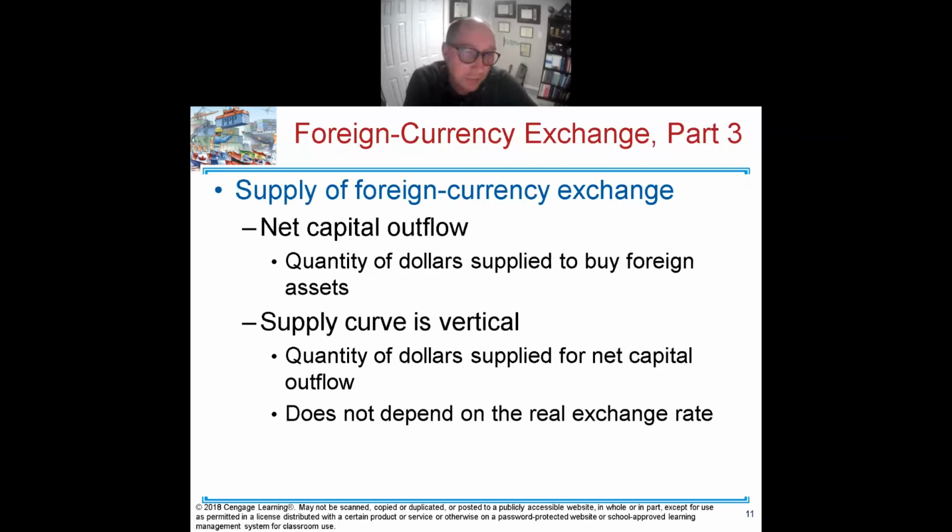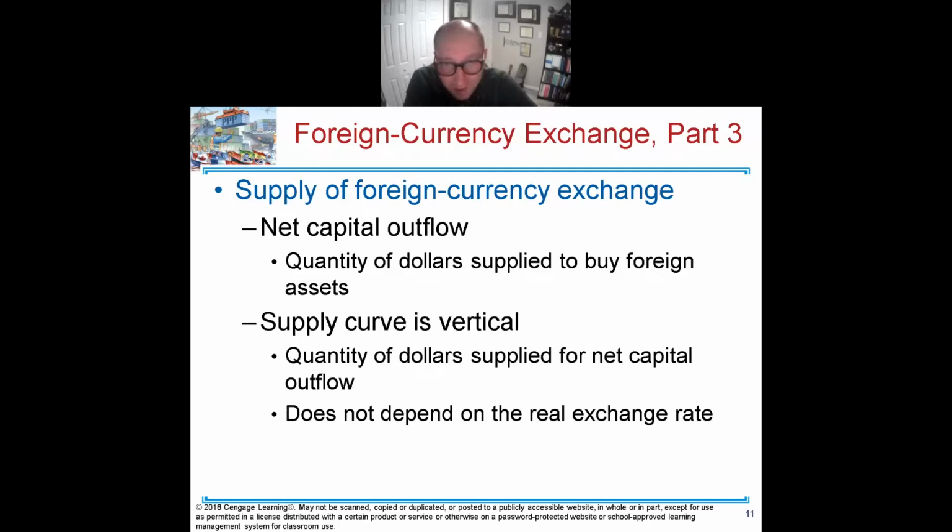Foreign currency exchange, how do these places get that foreign currency? I've often wondered that. You're at the mall and you go to that foreign currency exchange place. It's like, well, how do they have all of these currencies from around the world there? A lot of that's established through net capital outflow. It's the quantity of dollars applied to foreign assets, right?